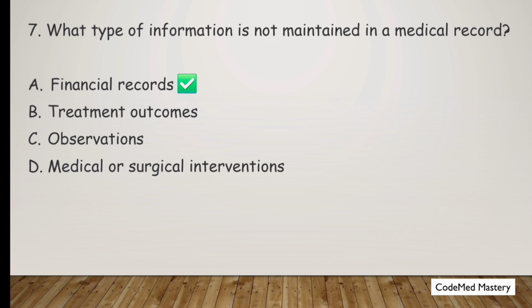Medical records typically include treatment outcomes, observations, and medical or surgical interventions. But financial information such as billing or payment details is usually kept in a separate financial or billing record. It is not maintained in a medical record.